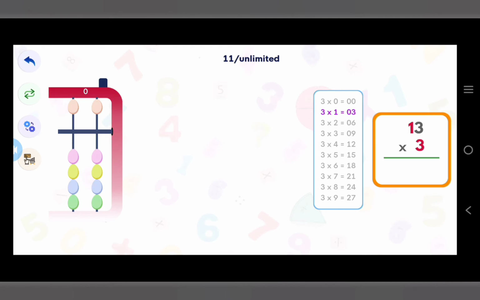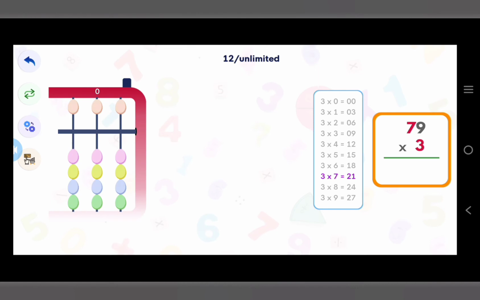Okay, 13 times 3. 3 times 1 is equal to 3, and 3 times 3 is 9. So 39. Next, 79: 7 times 3 and 9 times 3. 7 times 3 is equal to 21, and 3 times 9 is equal to 27. So 237 is the answer.